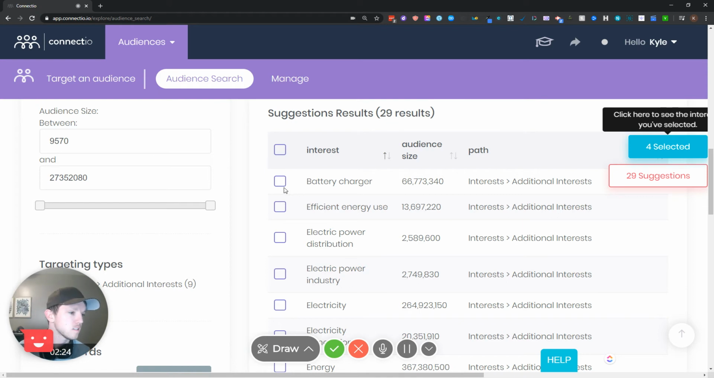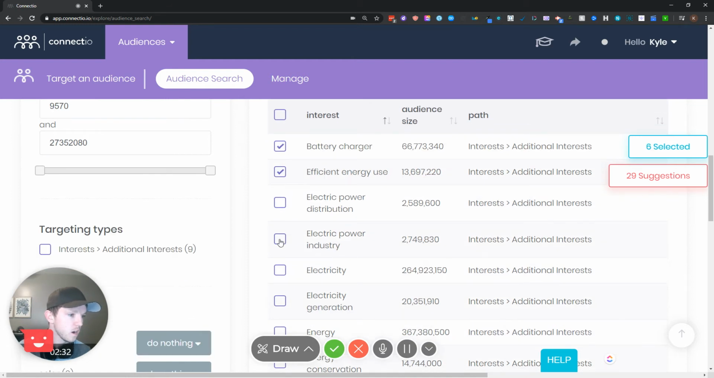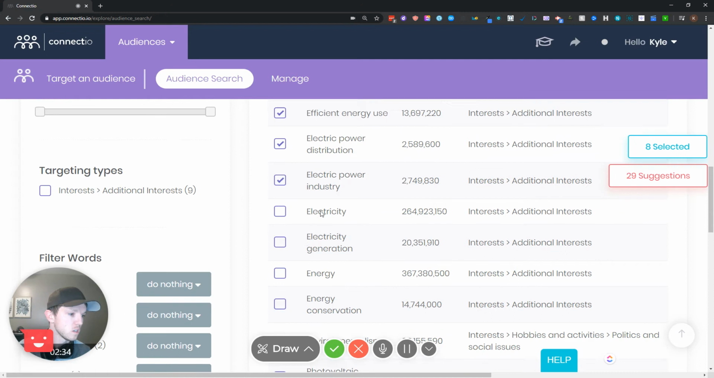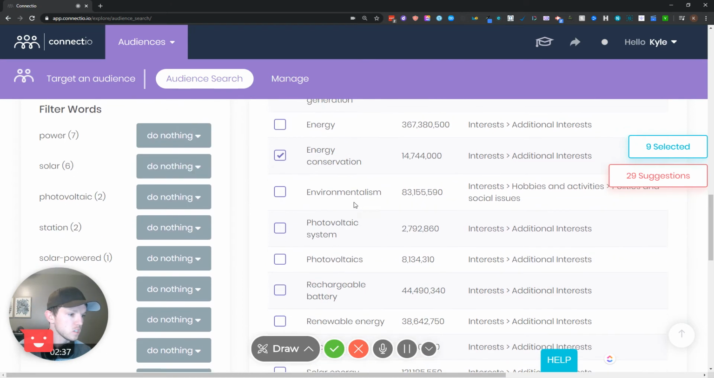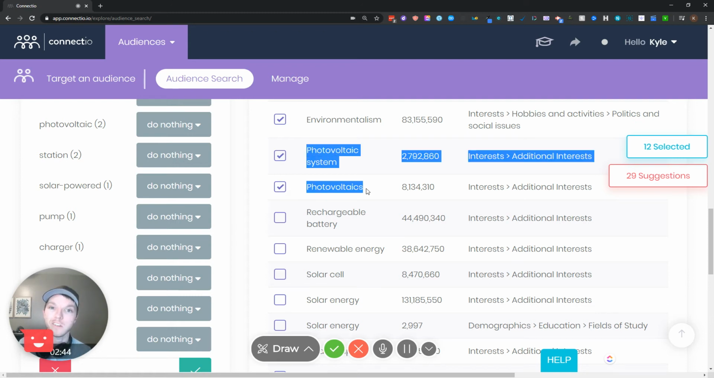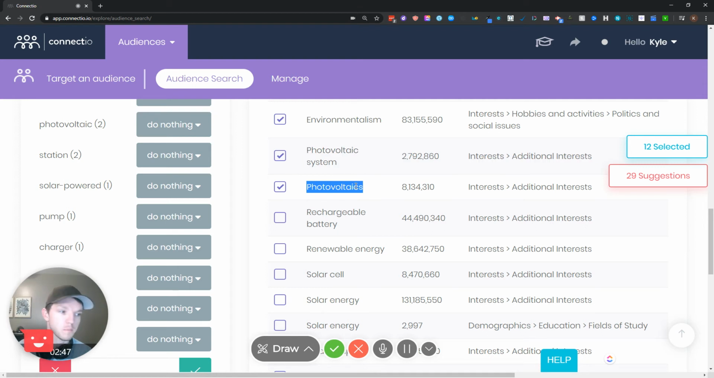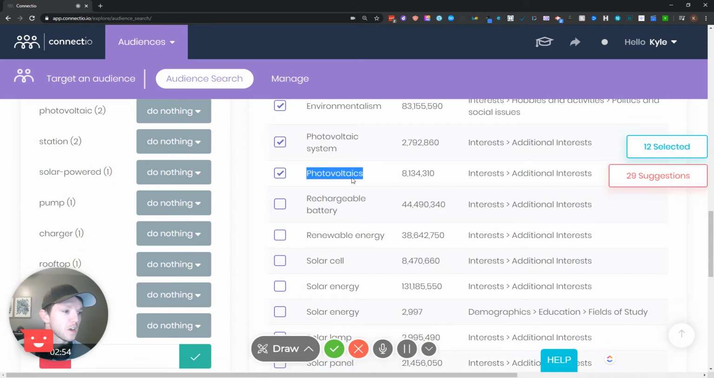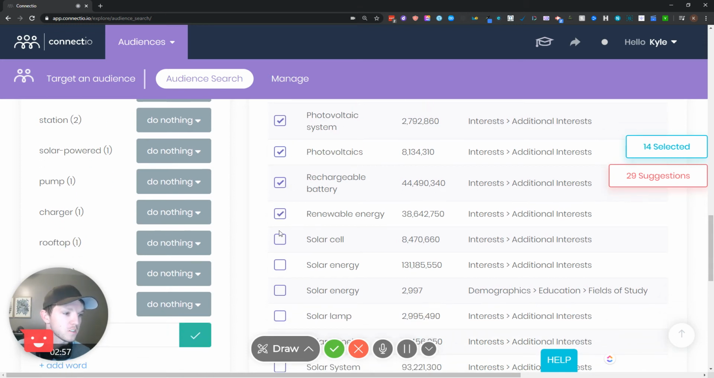You can see this is a way that I very quickly find more: efficient energy use, battery charger, electric power industry, electric power distribution, energy conservation, environmentalism, PV system, PV. Obviously, people who know these things probably have a higher likelihood of being interested in solar than someone who doesn't know what that means. For example, I know what it means, but I have a hard time saying the word because I have enunciation problems. Rechargeable battery is another example. Renewable energy, solar cells, solar energy, solar energy. I don't know why that's there twice.